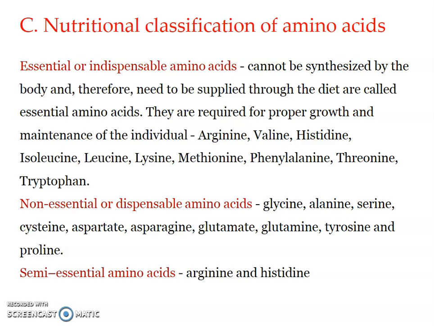So based upon the nutritional requirement, the amino acids can be classified into essential, non-essential, and semi-essential amino acids. And you can see that almost 50% of the amino acids are non-essential, and the others are essential amino acids.